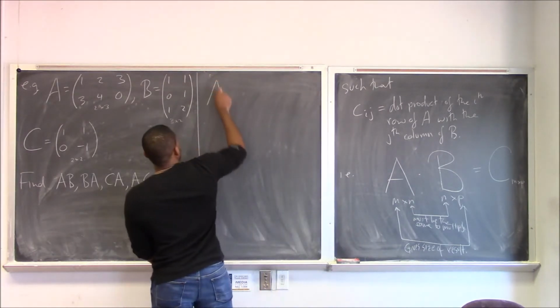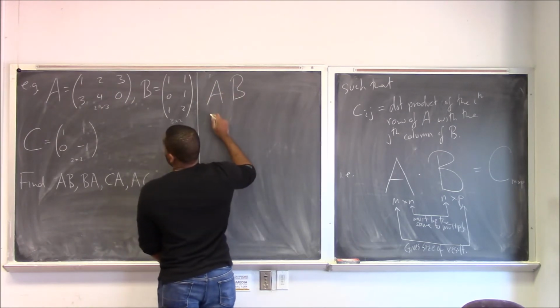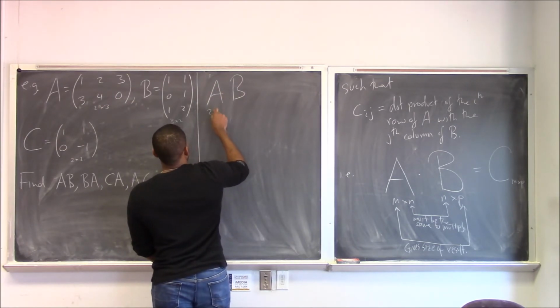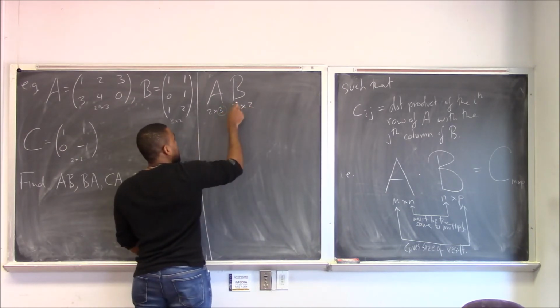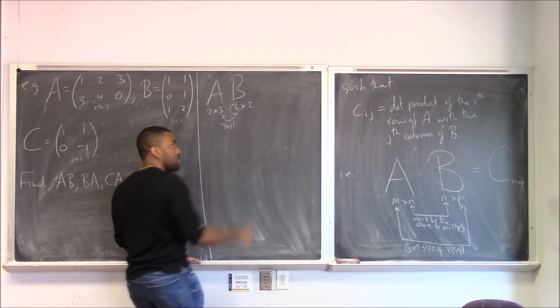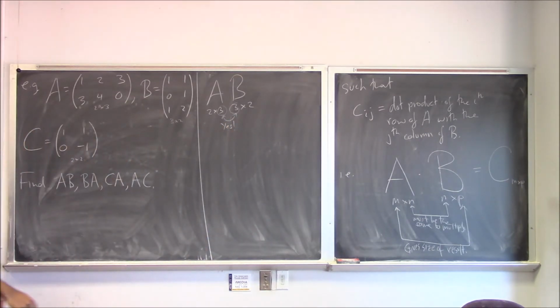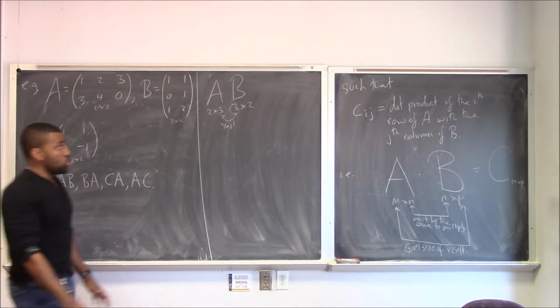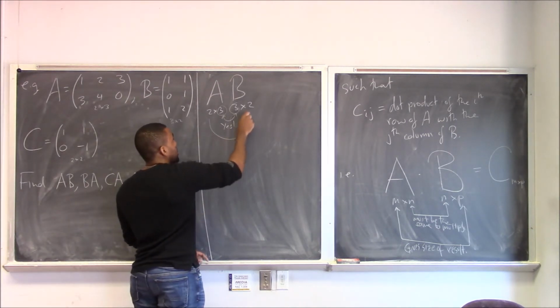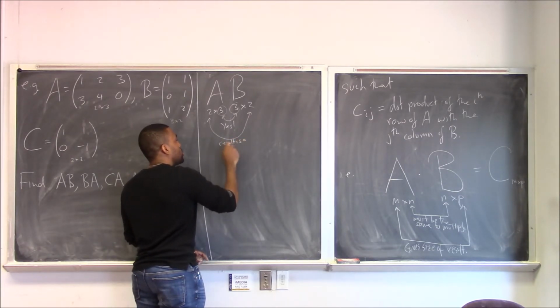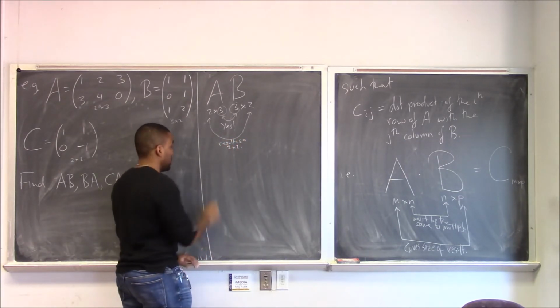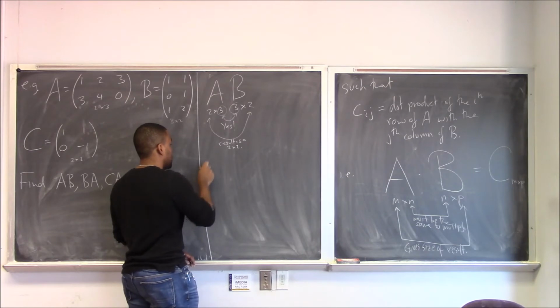Look at AB. This guy here is a 2 by 3. This guy here is a 3 by 2. So immediately these guys match up, which means that yes, we can multiply. That's the first thing you have to check in terms of the sizes. You also know what the result should be. Result is a 2 by 2. Okay, so let's actually do that.